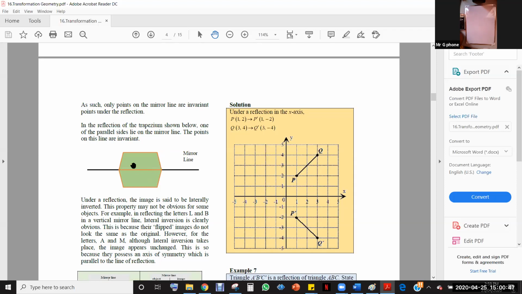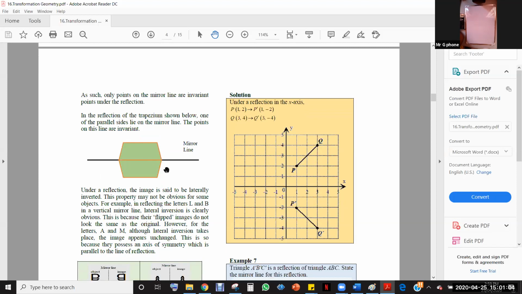So what it is saying is if the object touches the mirror line and the image also touches the mirror line, then we have an invariant point, more or less, like this diagram here. The mirror line is this black line here, and we have the object on the mirror line itself and the image also on the mirror line itself. So here, therefore, we have invariant points.